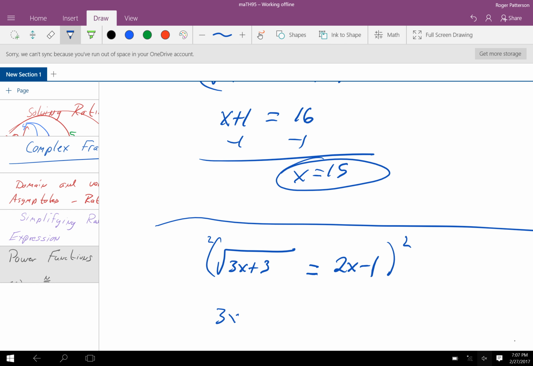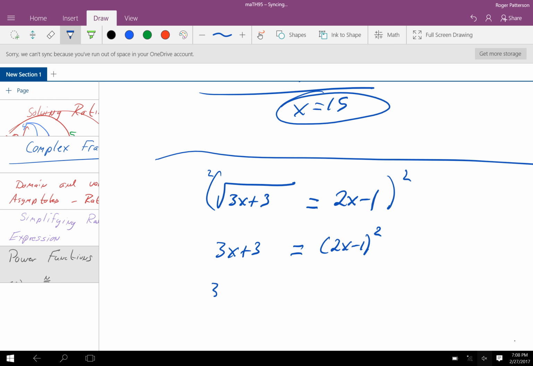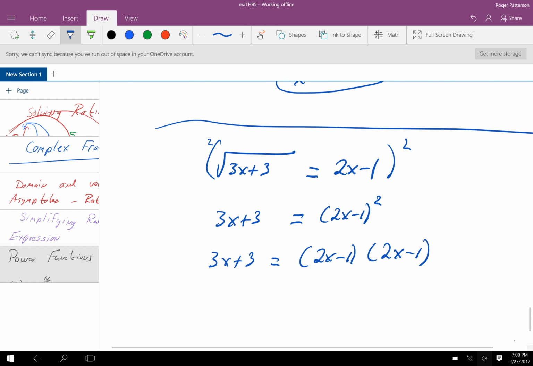So that's going to be 3x plus 3. But what about on this other side? Right. So we're going to have 2x minus 1 squared. Okay? Now you have to be careful and remember that's just not 4x minus or 4x plus 1. You really want to take that, write it twice, and FOIL it. So you have to be careful with that. So that's 4x squared, right?